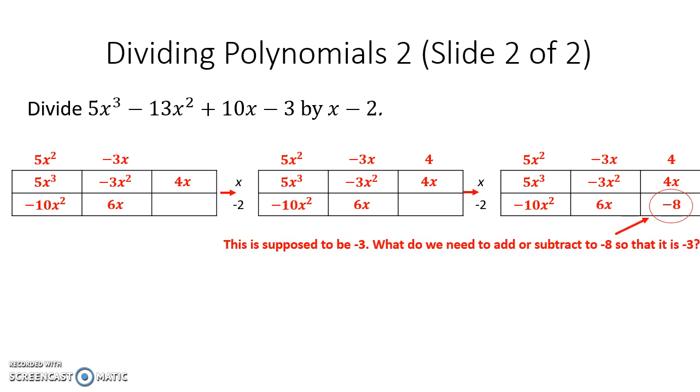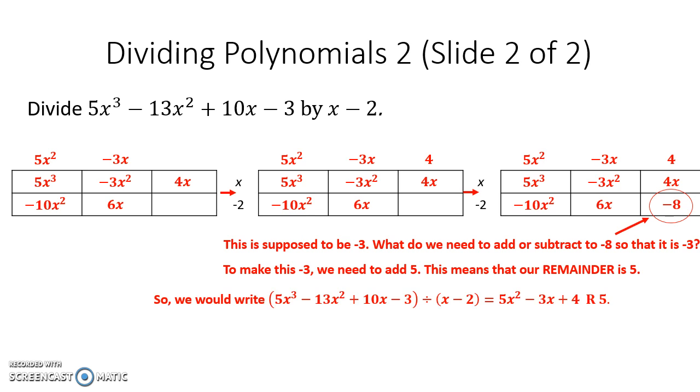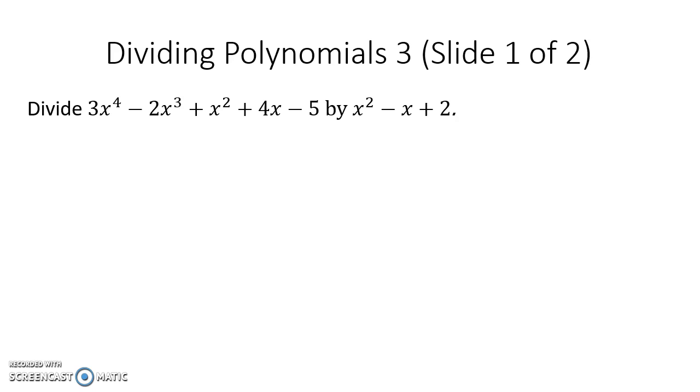We could add 5 to it. So since we're going to add 5, that means our remainder will be 5. So we'll write our answer as 5x squared minus 3x plus 4, remainder 5. Okay, not too difficult. So let's move on to the last dividing polynomials.